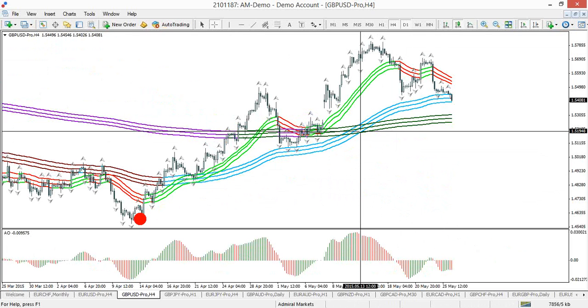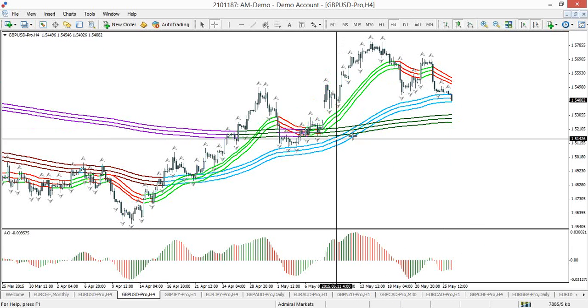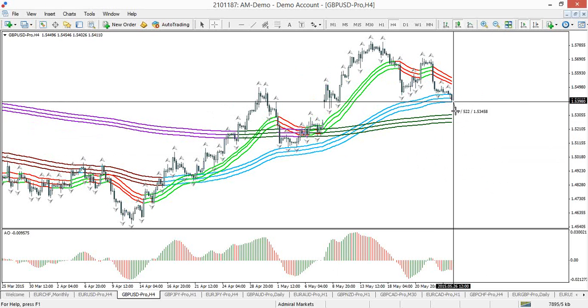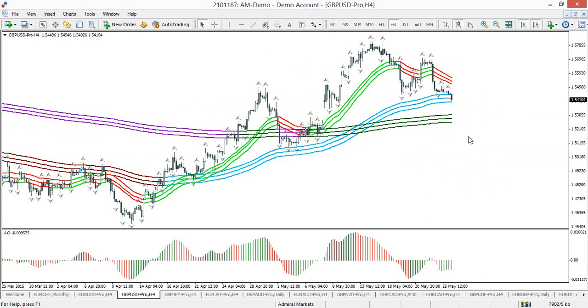From a 4-hour point of view, you can see close the gap, close the gap, close the gap with the trend setups here. So there is a small close the gap setup here. How many pips difference is it? About 75, 80. Okay-ish, not great.